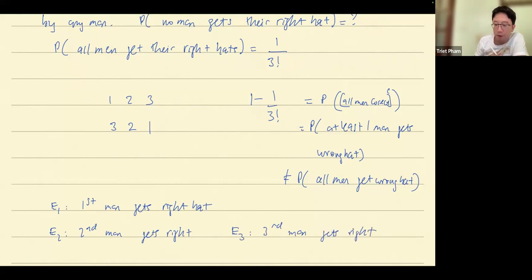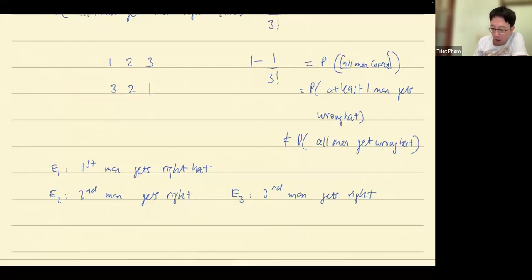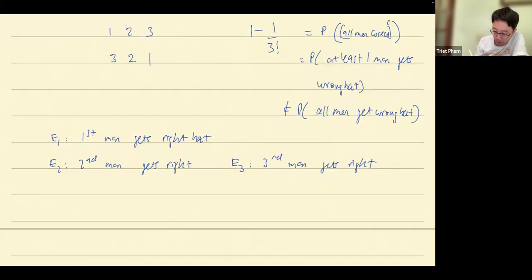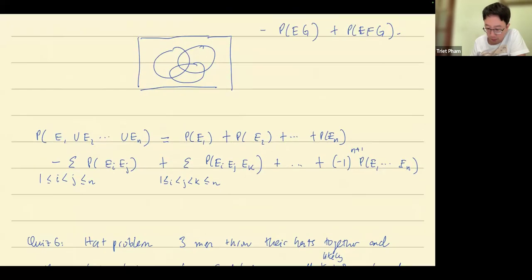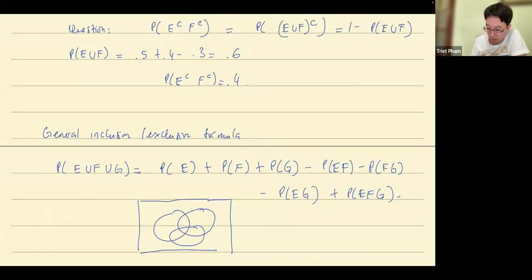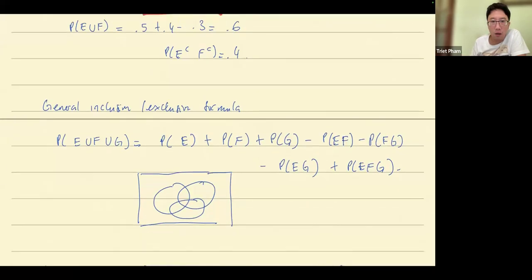Then what are we after? We're after the probability that no man gets their right hat, which means we're after the probability of E1 complement, E2 complement, E3 complement. Sounds familiar? Which is kind of similar to the one we just did above, but now with 3 events.